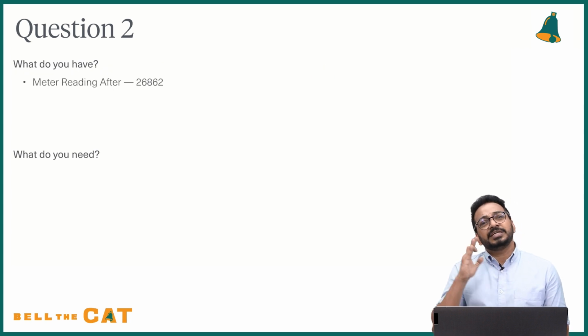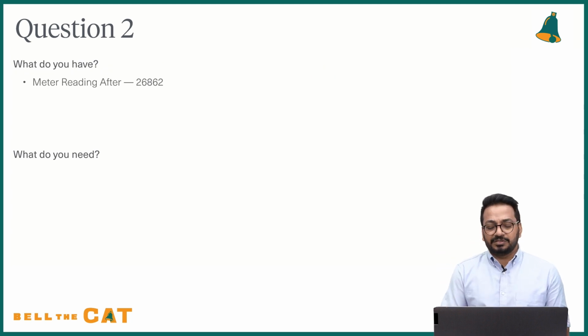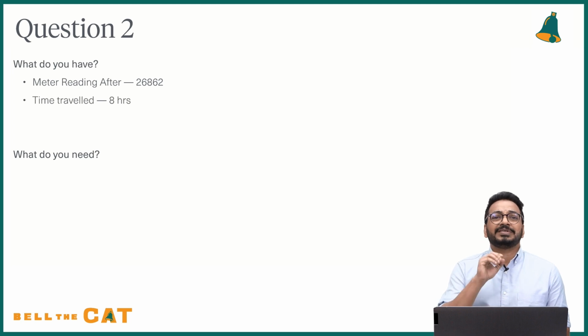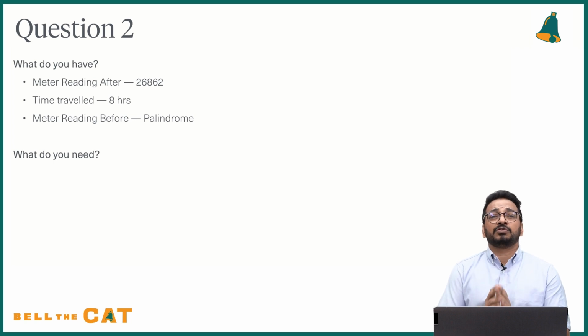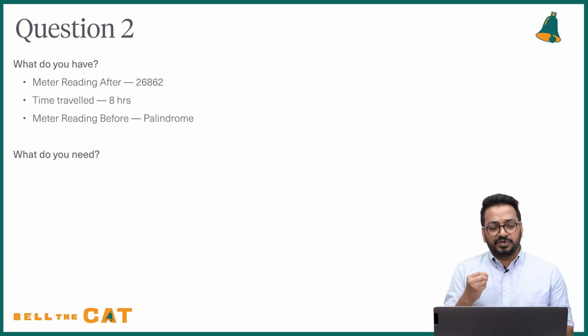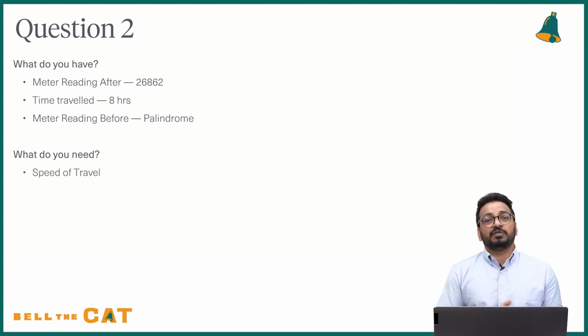Now, what do you have? Meter reading after the trip, 26862. What else do you have? Time traveled, 8 hours. Meter reading before, you know that is also palindromic. So you know the meter reading after, you know the time of travel, you know the meter reading before. What do you need? You need the speed of travel. That is what you need, right?